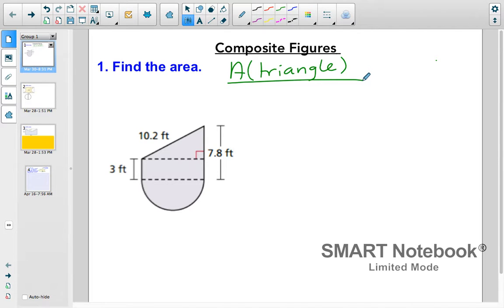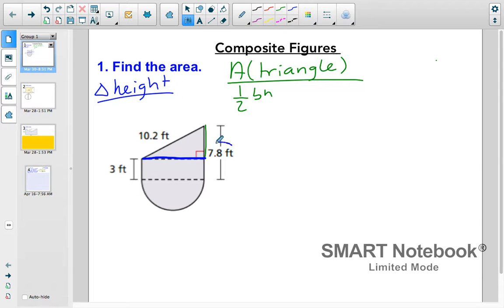To find the area of the triangle, we need to take 1/2 times the base times the height. This is nothing new. However, we actually don't know what the base or the height is. So I'm going to put the height right here. I'm going to put the base in blue. We can find the height with what we've got right now. So I'm going to say triangle height. We can find it with what we've got.